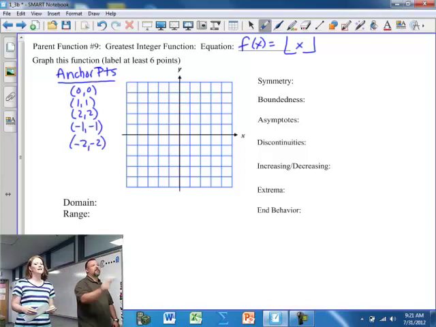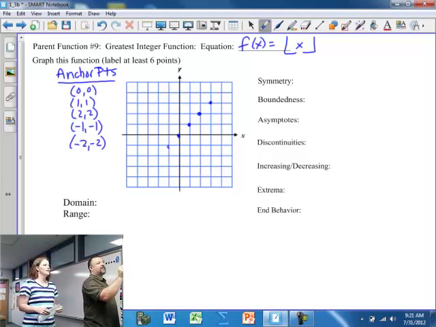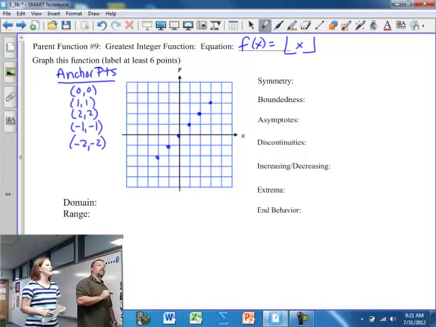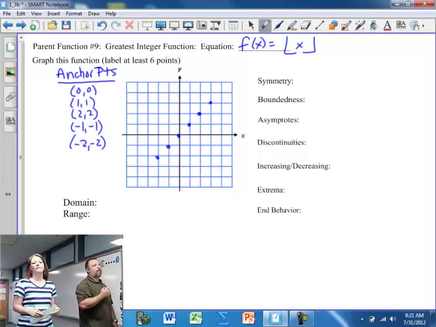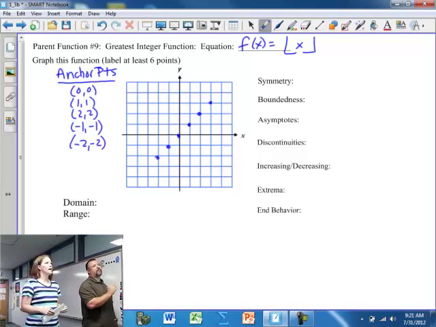Which is why you really need to know what the shape of the function looks like, because if you just graph the anchor points, you're going to think it's a line, and it's not. So here are the anchor points Mr. Lecky's graphing. But again, let's take, for example, what if you have a 0.5? Well, if you plug it in, you're going to round that down to 0. Okay? So everything between 0 and 1 gets rounded down to 0.